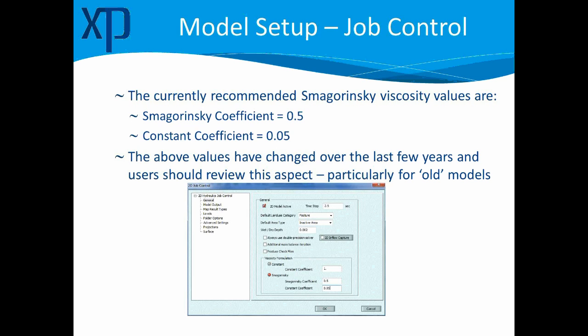The current recommended values for the Smagorinsky coefficient is 0.5 and a constant coefficient is 0.05. And we do note that for people who have long-term models, these have changed over the last couple of years, and if you do open up a model, particularly from pre-2011, those parameters have changed.